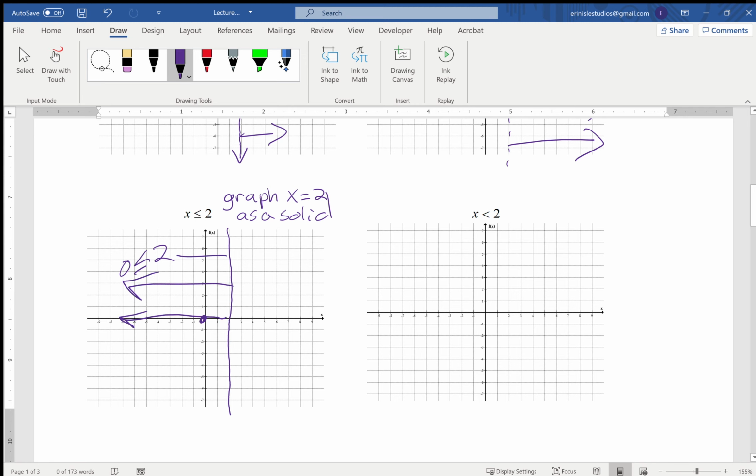y is less than, so we're going to test 0, 0. 0 less than or equal to 2 times 0 minus 4. Well, this goes away, so now we have 0 less than or equal to negative 4. That is not true. So 0, 0 is not, so now I'm going to shade the area away from the origin.